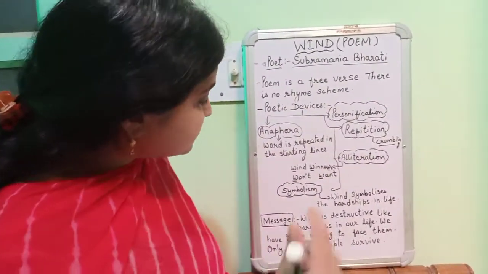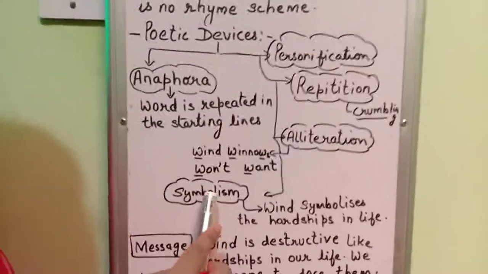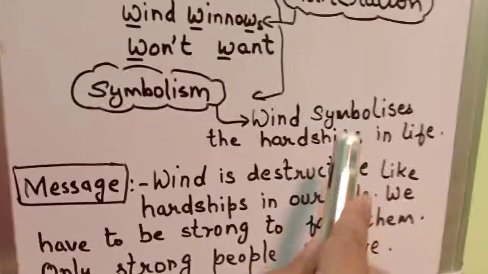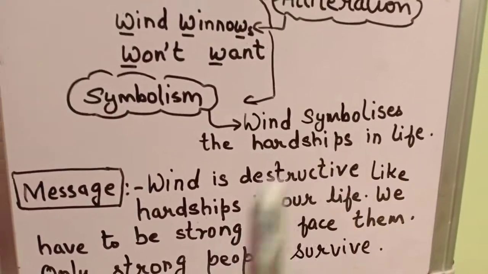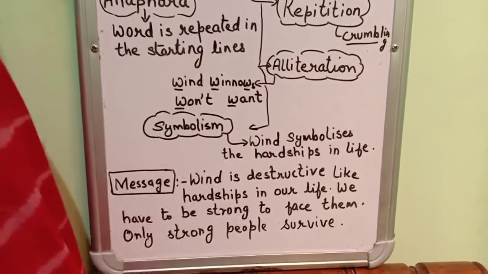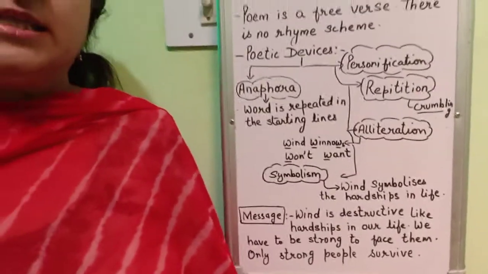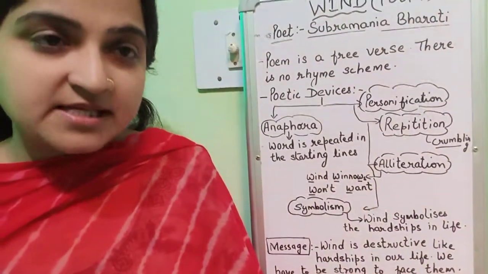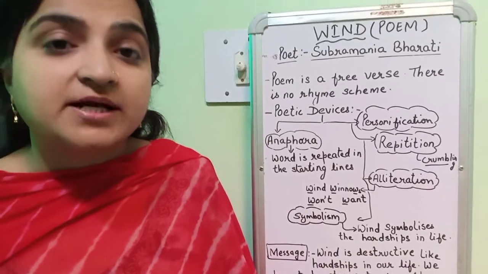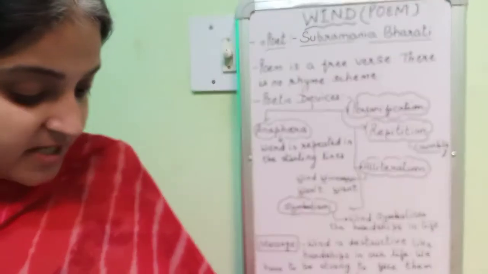Now here, first of all, is symbolism. Means what is symbolism? That the wind symbolizes the hardships in the life of the people. Means the wind are those hardships which the people face in their lives. Means the destructive power of the wind is being compared with the hardships of human beings.